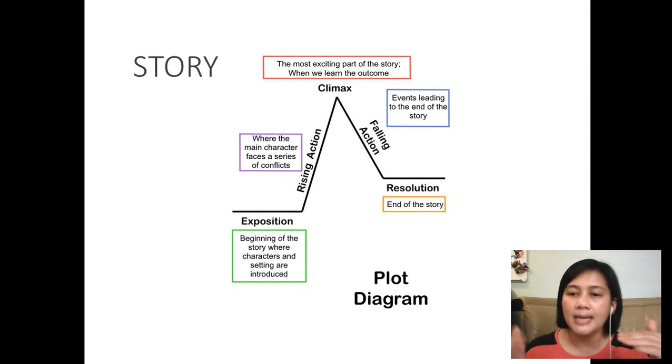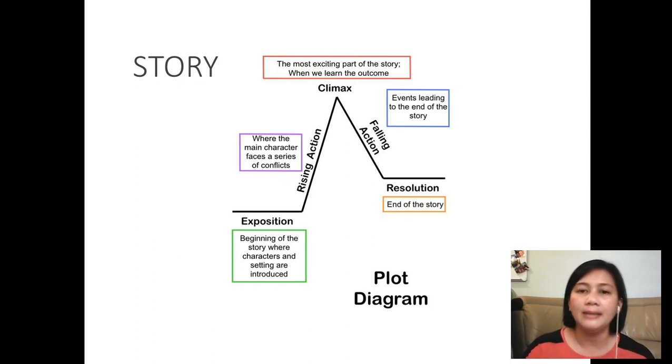Okay, macam mana awak nak tutup cerita awak? How do you want to close your story? And then the end of your story. So pause the video again, jot down this diagram so that you will have a bit of an idea. Remembering this will let you draft your story better.